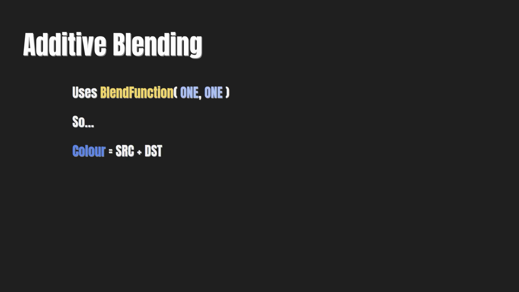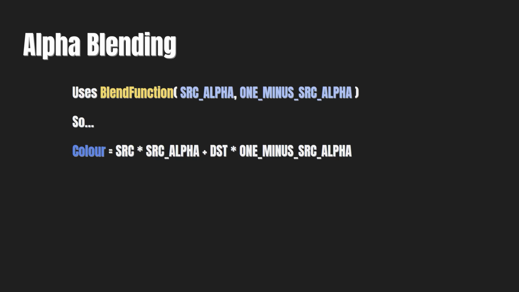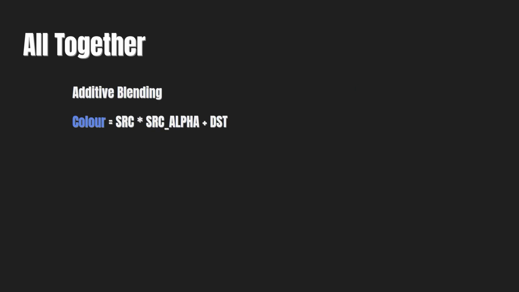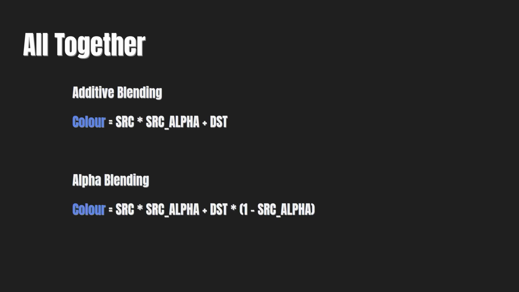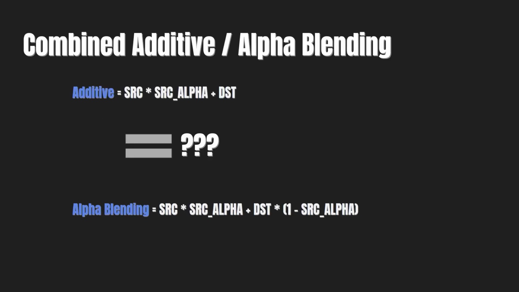So additive blending looks like this, 1, 1. Or it can also be source alpha, 1, where you just want to have an option to control the overall fade with something other than just the color. And alpha blending looks like source alpha and 1 minus source alpha. So in additive, the final color is equal to source times source alpha plus destination times 1. And in alpha blending, the final color is equal to source times source alpha plus destination times 1 minus source alpha. And we need these to be the same equation somehow.